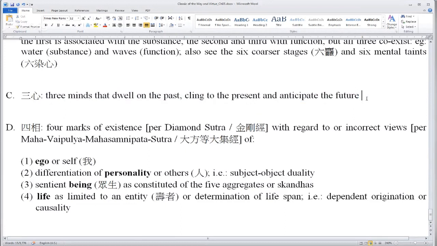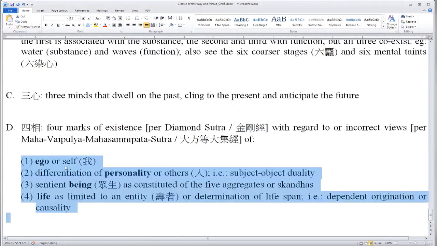And remember we say no four marks of existence, per the Diamond Sutra and another sutra. It's the ego, the self, the others or personality, the sentient being, and life or lifespan, determination. This is space. There's space because there's a you, there's others, there's human beings, and there's a lifespan. So this defines the space.